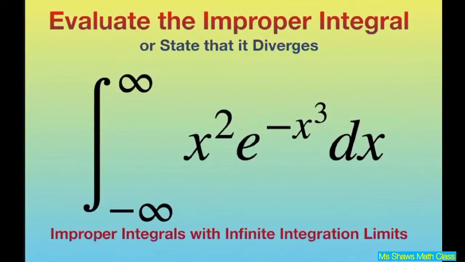Hey everyone, we're going to evaluate the improper integral or state if it diverges. We're going from negative infinity to infinity of x squared times e to the power of negative x cubed dx. It's improper because we have infinite integration limits. The upper limit is infinity and the lower limit is negative infinity.